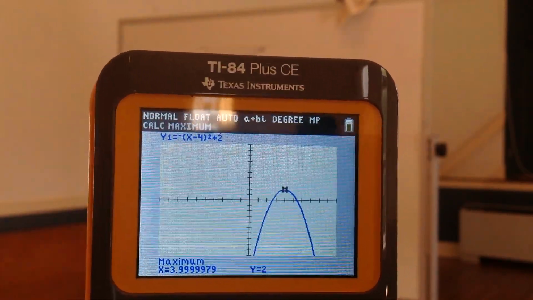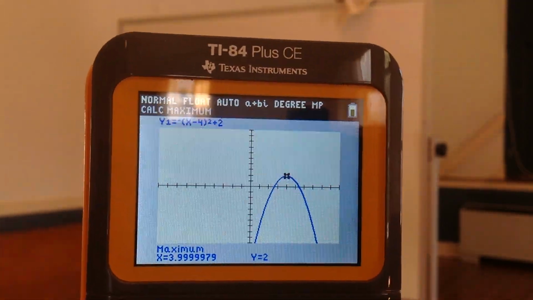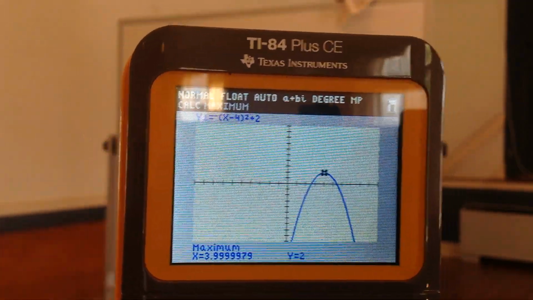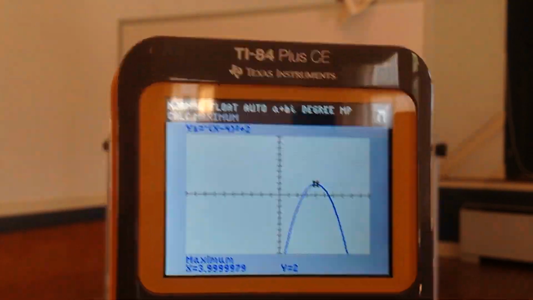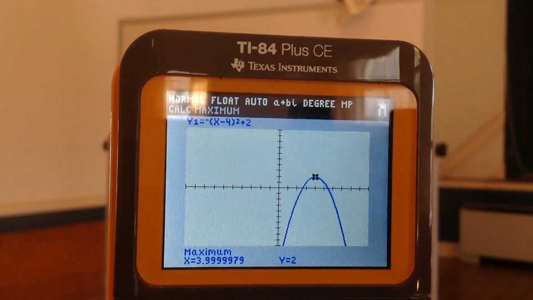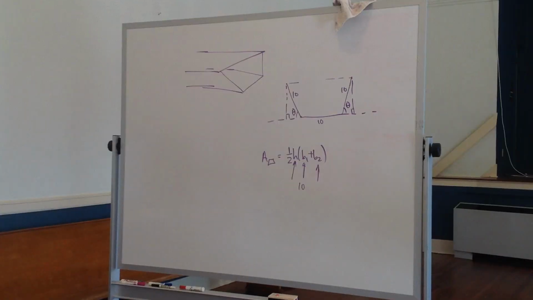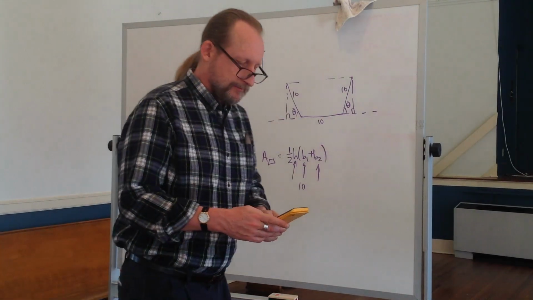And there's your maximum value where x is, now this is something to know about these calculators. It says x is 3.9999979. That's 4. X is 4, okay? That's where that maximum value is, and y is 2. All right, so that's how we use the graphing calculator to find the maximum value. Finding the minimum value is very similar, except that you choose number 3 instead of number 4.